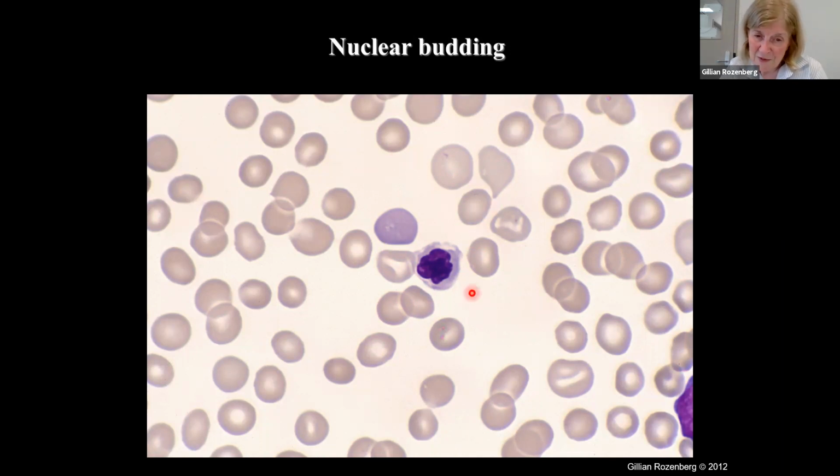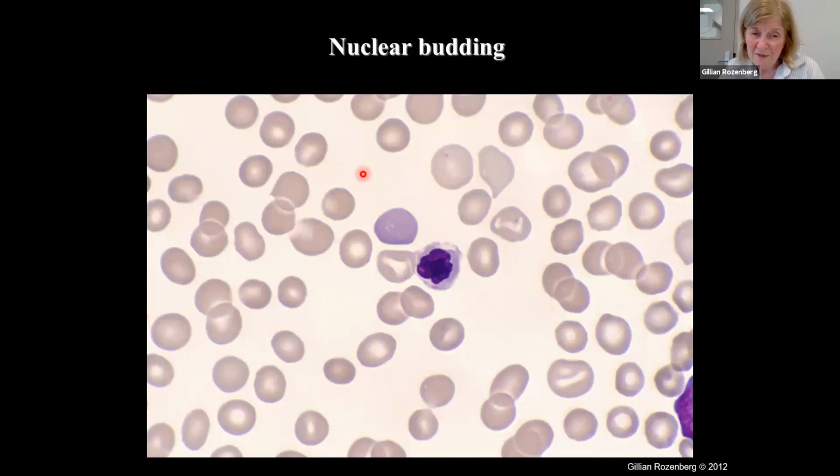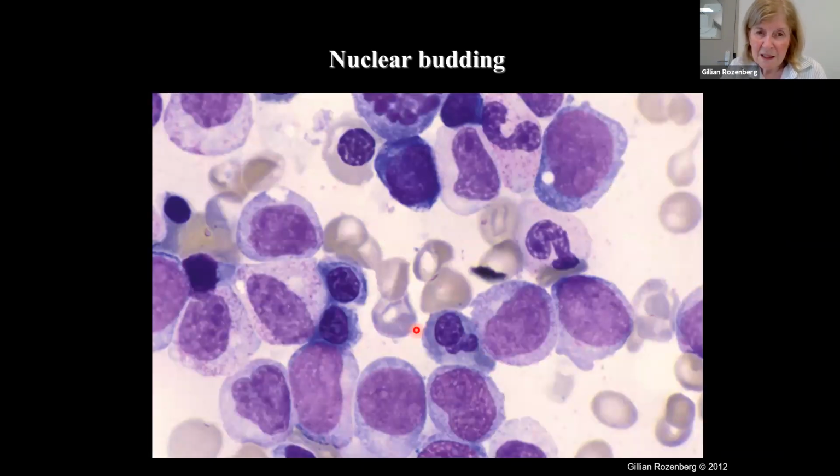I'll just tell you about this film. This was from a 14-year-old child who'd come from another state. She had the very uncommon myelodysplastic syndrome in a 14-year-old child, very rare, and she was coming for a bone marrow transplant. Again, another example. I'm showing you lots of examples.